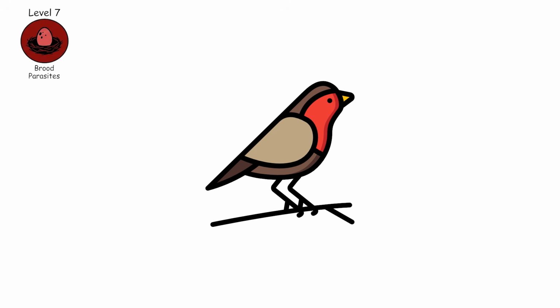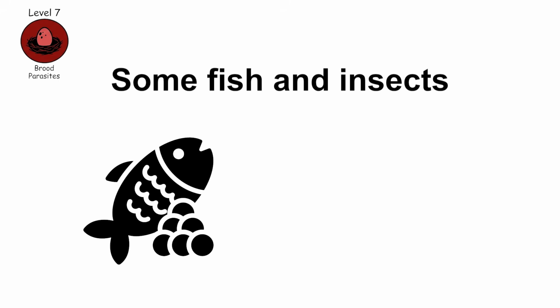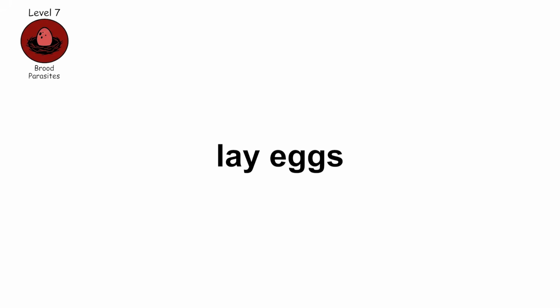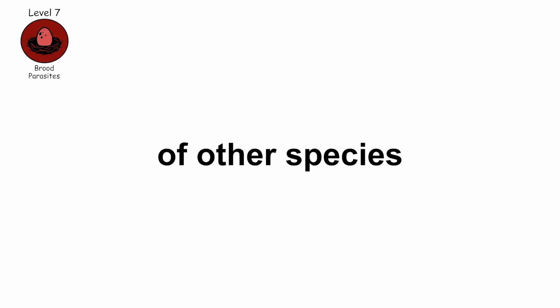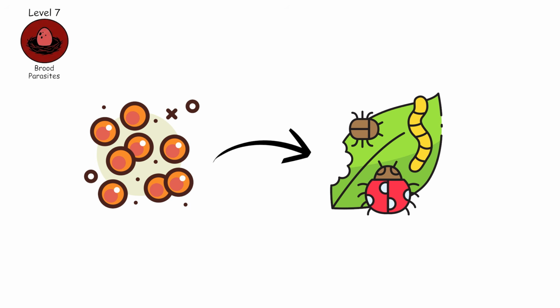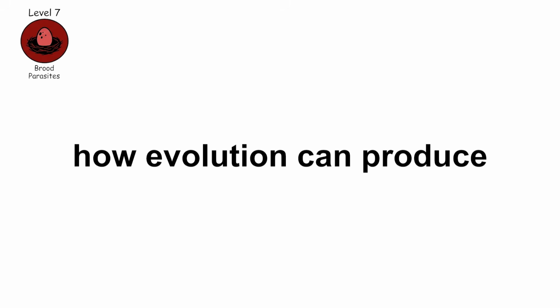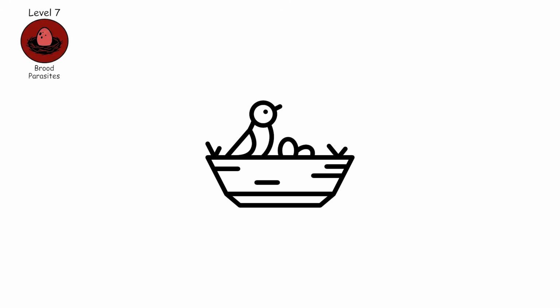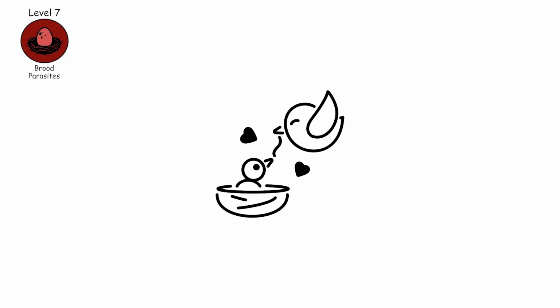Brood parasitism is not limited to birds. Some fish and insects also practice similar strategies. Certain insects lay eggs inside the nests of other species so that their larvae are fed and protected by the host colony. This type of parasitism shows how evolution can produce highly unusual survival strategies. Instead of stealing nutrients directly from a host's body, brood parasites exploit the host's behavior and parental instincts.